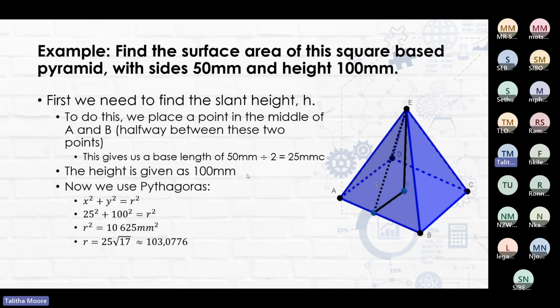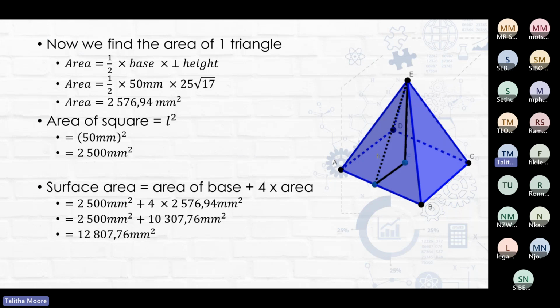Okay, so from there, we now need to find the area of one triangle. We know that the area of a triangle is half base times perpendicular height. The perpendicular height we calculated as 25 times the square root of 17. We know the base length of our entire triangle is 50 millimeters. So we have half times 50 times 25 times square root 17, which gives us an area of 2,576.94 millimeters squared.